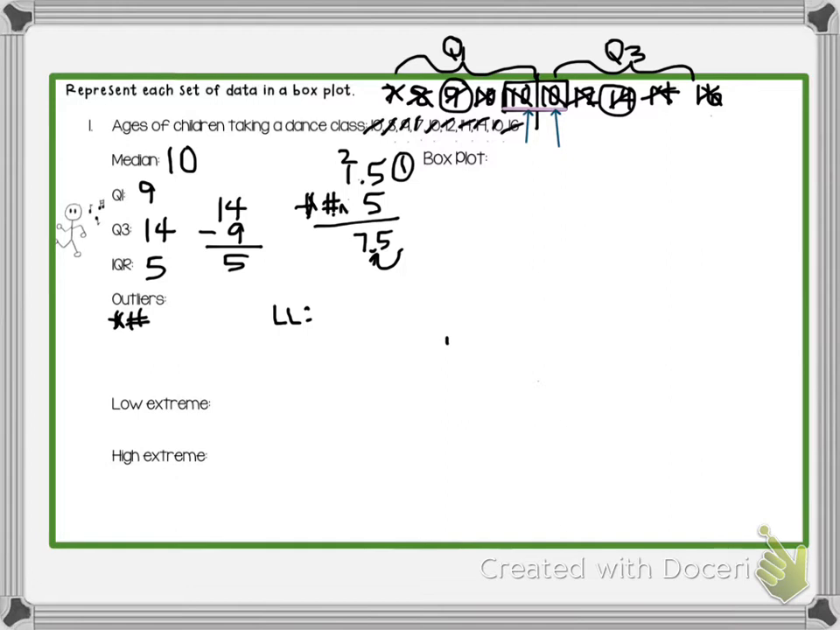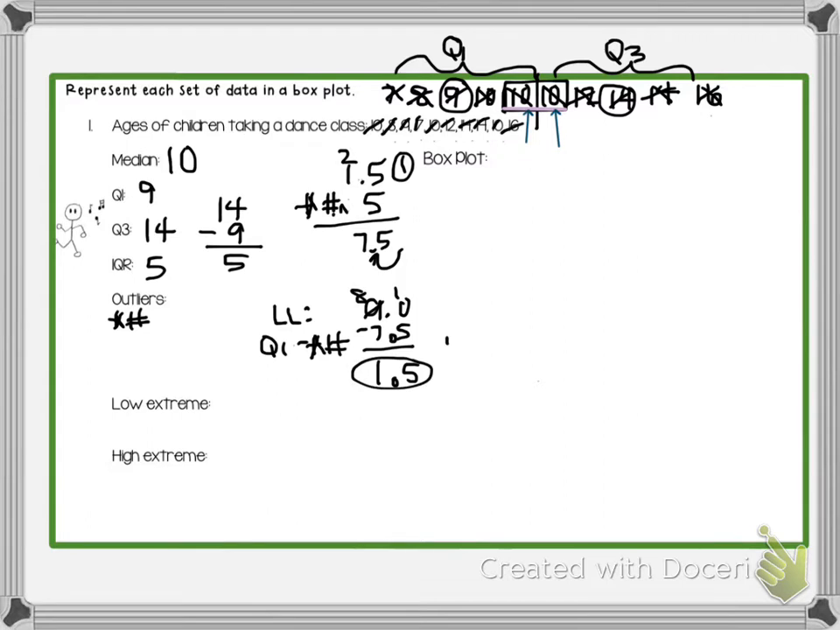This is Q1 minus your star number. So Q1 is 9, so we're going to go 9 minus 7.5. We can add our decimal 0 here. We have to borrow, so 10 minus 5 is 5, and 8 minus 7 is 1. So our lower limit is 1.5.